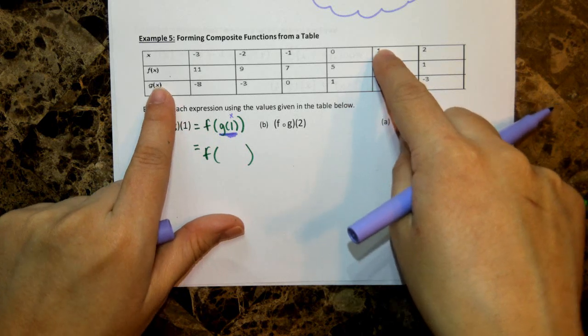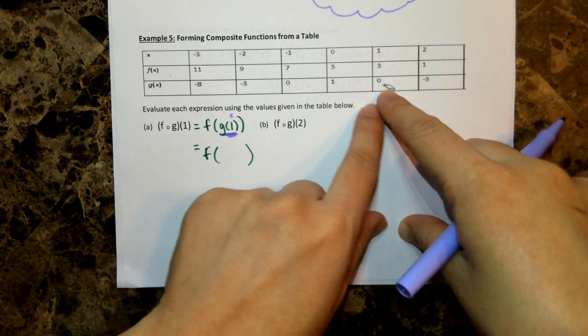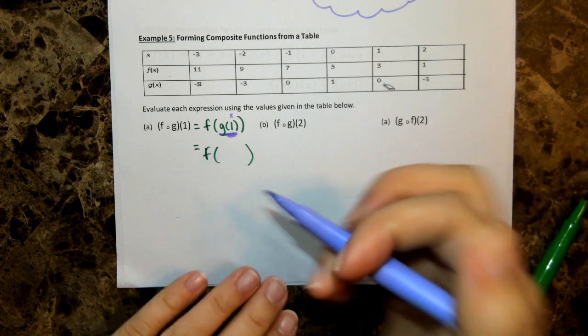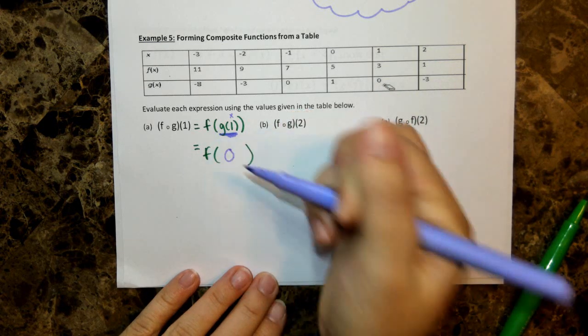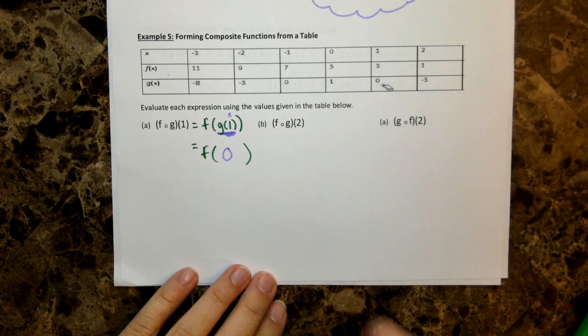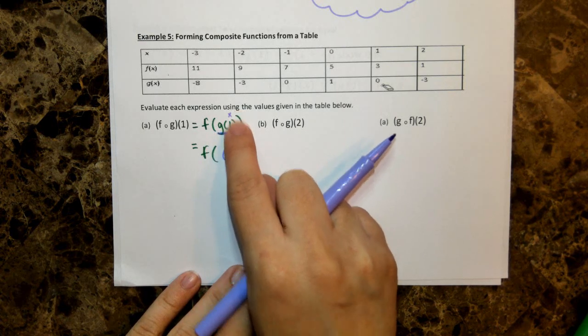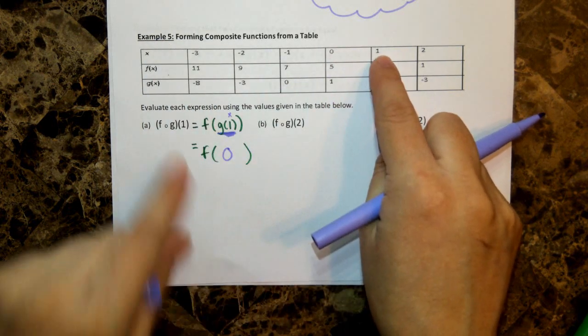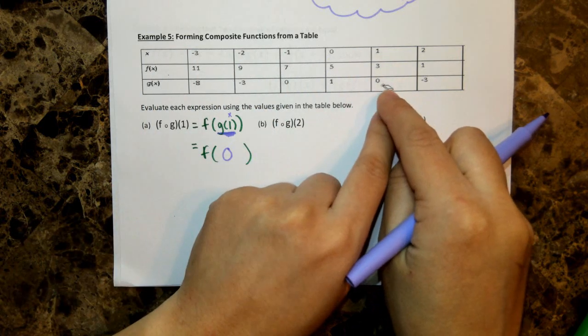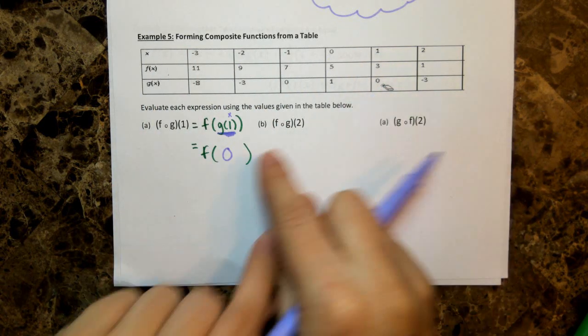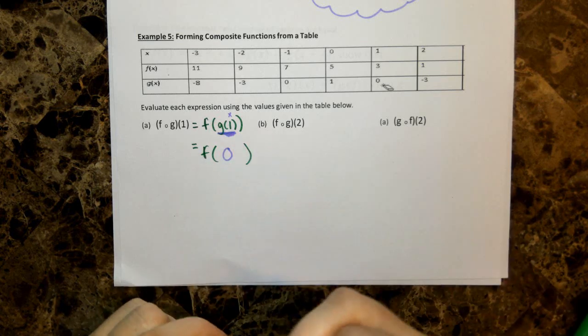Well, so when X is 1, the G function will be 0. So that's actually going to be in place of G of 1. So again, what I did is just figure out what is G of 1. That just means when X is 1, our G function value, our output value, will be 0. So I put G of 1 is 0.